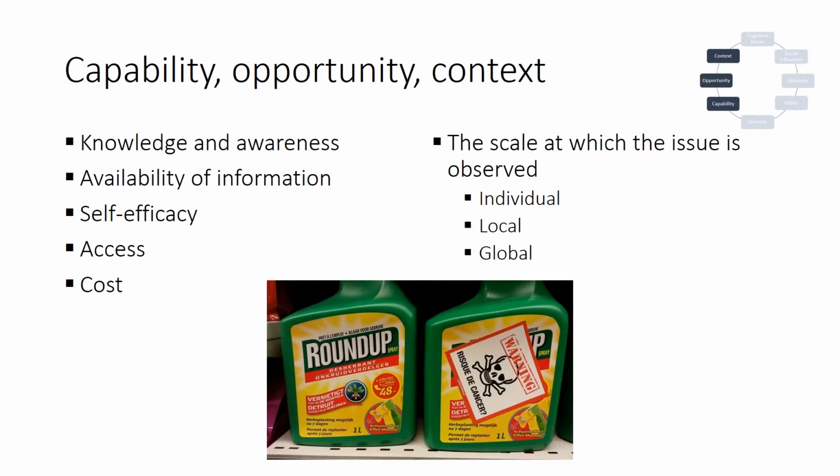And if we're looking at a local scale, so say a regional council, for example, to stop using pesticides, the knowledge and awareness is going to be different to the individual, and costs and self-efficacy could potentially be as well. And at the global level, if we look at things like agribusiness, again, it's going to be a different level, a different set of knowledge, a different set of information, potentially a different set of self-efficacy and cost involved. So we need to think about the scale that we're talking about in terms of changing a particular behaviour.